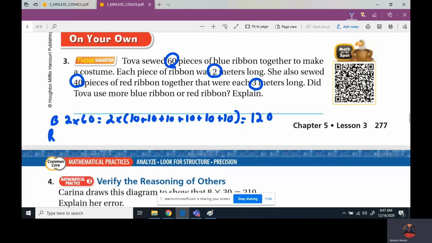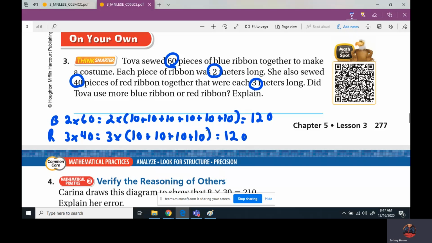And now I'm going to do R for red. They used 40 pieces that were 3 meters long. So let's give our 3 and break up 40. 10 plus 10 plus 10 plus 10, because 10 plus 10 plus 10 plus 10 makes 40. So if I give my 3 to this 10, it's 30. So it's going to be 30, 60, 90. 90 plus 30 equals 120.